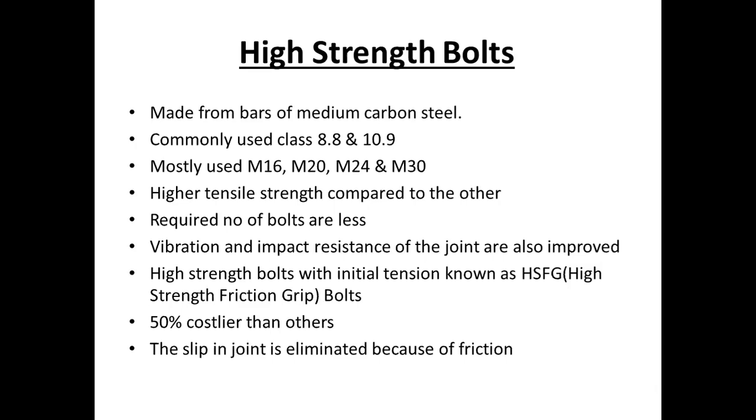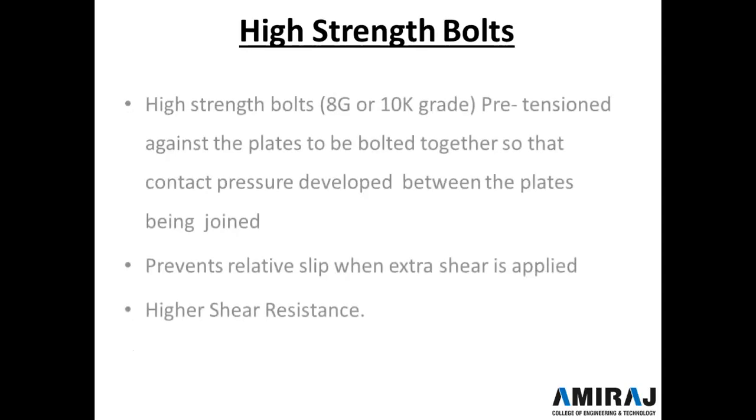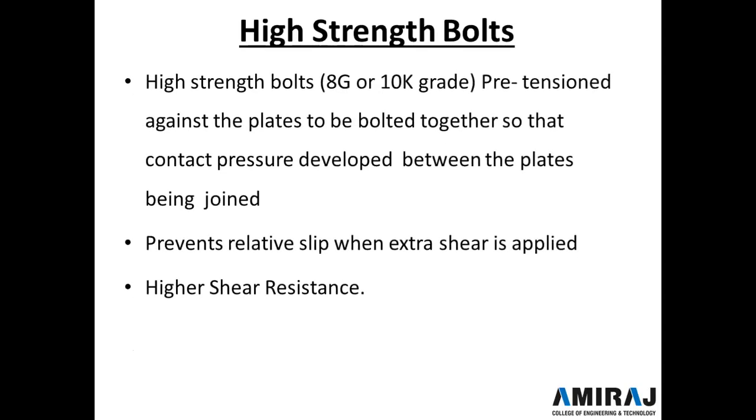That's why the slip in the joint is eliminated because of friction. These high strength bolts are pre-tensioned against the plates to be bolted together, so that contact pressure is developed between the plates being joined. It prevents relative slip when extra shear is applied. And lastly, it has higher shear resistance.